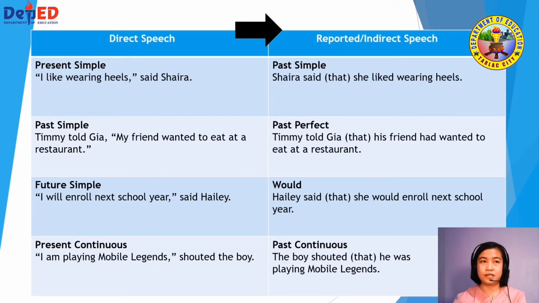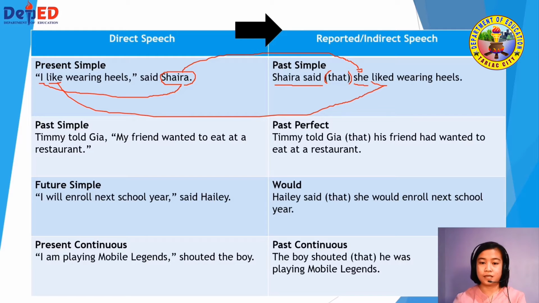The first sentence is in the present simple. "I like wearing heels," said Shira. So how do we make this direct speech to reported speech? First, we write Shira said. Then "that" here is written in close and open parentheses because you may add this or you may remove this. Then let us notice the change in the pronoun I. I became she in the reported speech. Why? Because I here is Shira and Shira is a girl. So we're going to write there she. There is also a change in the verb like. Like in the present simple will become liked.